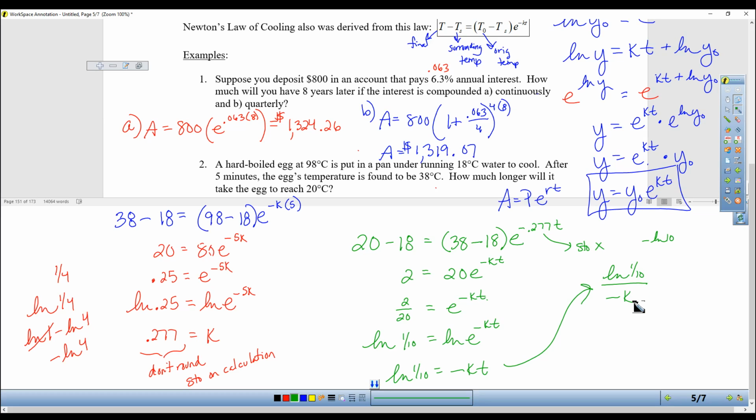divided by negative k. So again, it's approximately 0.277, but you should use the number that's actually stored on your calculator. And when you do that, you're going to get 8.304 if you truncate. But if you round, since the next number was greater or equal to 5, you could write 8.305.